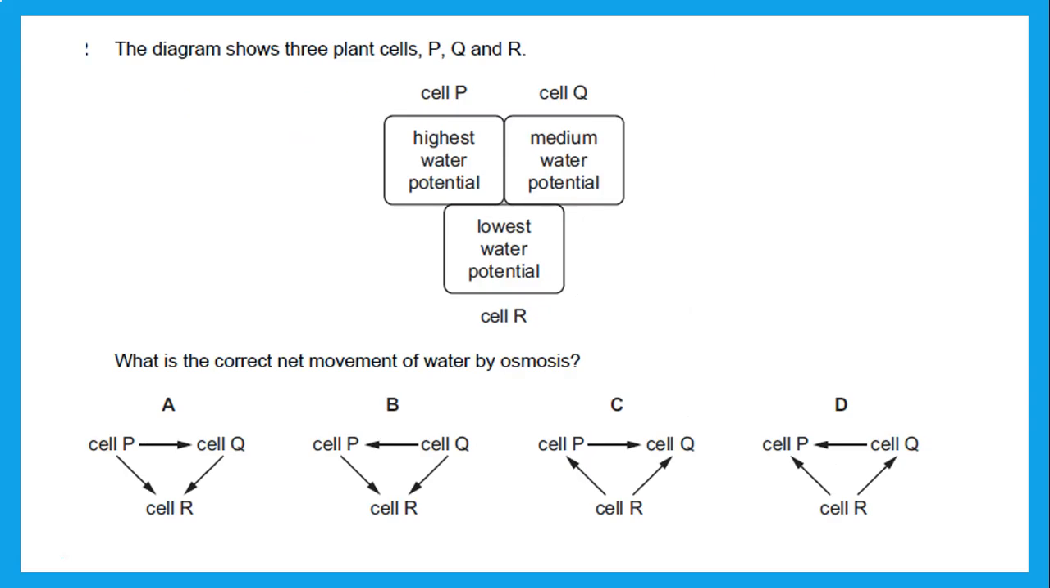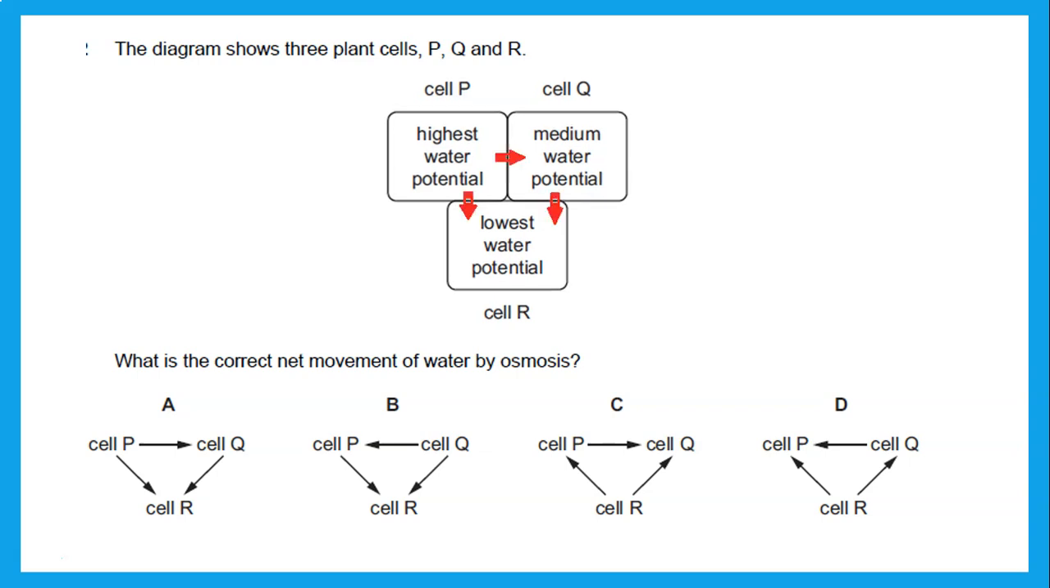What about this question? The diagram shows 3 plant cells. He has cell P, cell Q, cell R. And he's giving me the water potentials of each one, and he's saying what is the correct net movement of water by osmosis. We said, how does water move by osmosis? From area of high water potential to area of lower water potential. So for each of these cells, the water will move from higher to lower. So how does water move? Can you see that it will move this way? And that means my answer is A.